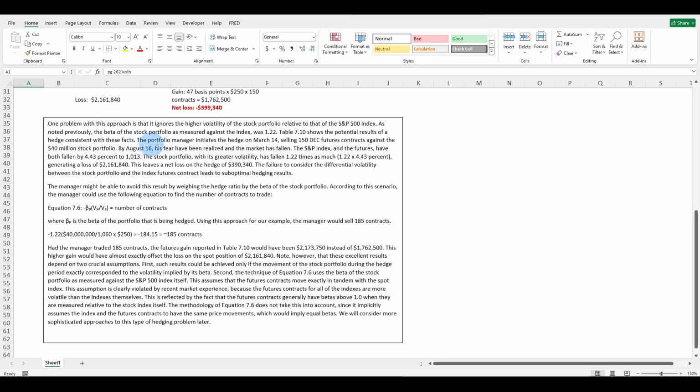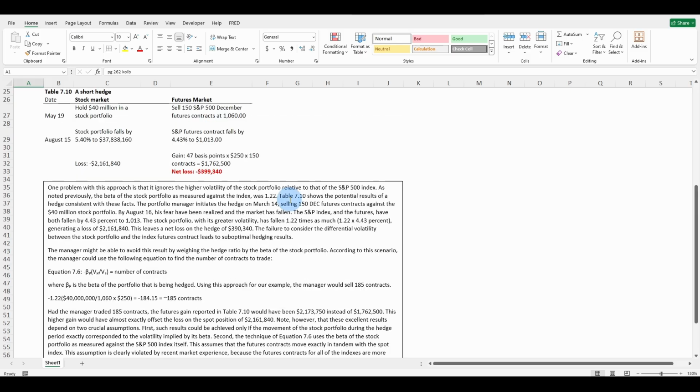The portfolio manager initiates the hedge on March 14th, selling 150 December futures contracts against a 40 million stock portfolio. By August 16th, his fears have been realized and the market fell. The S&P index and the futures both had fallen by 4.43% to 1013. The stock portfolio, with its greater volatility, has fallen 1.22 times as much, 1.22 times 4.43%, generating a loss of 2.161 million. This leaves a net loss on the hedge of about 399 thousand.